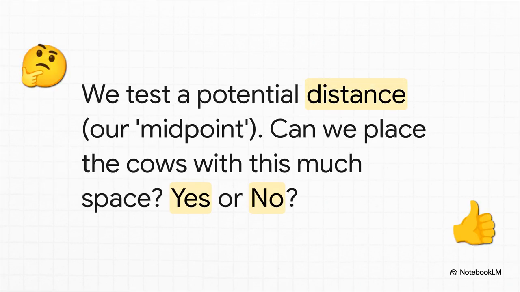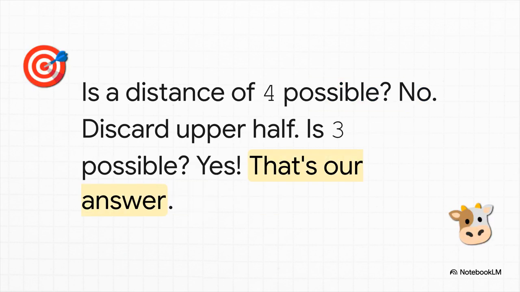This is where we flip the logic on its head. Instead of our midpoint being a value we compare, our midpoint becomes a potential answer that we test. We just pick a distance, any distance, and ask a simple yes or no question. Hey, is it possible to place all the cows if we say they have to have at least this much space between them?